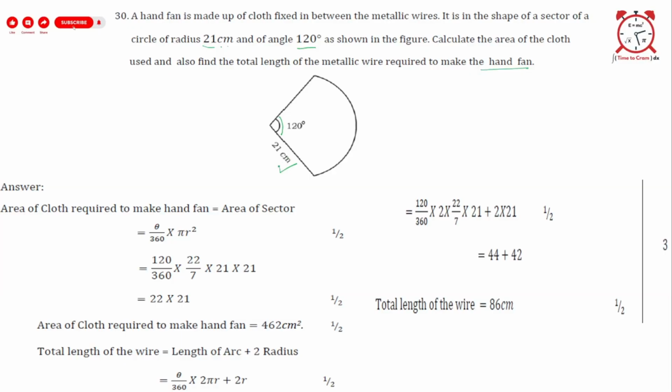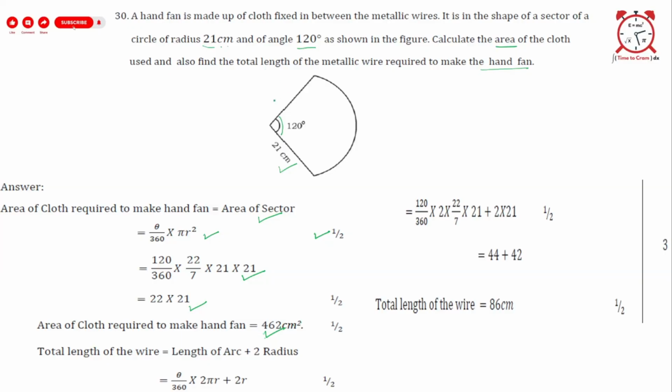So we have to find the area. First we will use the sector formula, area of sector. We know that theta upon 360 multiplied by pi r square is the formula. And now you can see half mark. Keep all the values correctly, then you will get 22 multiplied by 21 as the answer. Keep the answer as it is because this is not a final answer. Now they asked to find the area, so calculate the area. Therefore the area is 462 centimeter square.